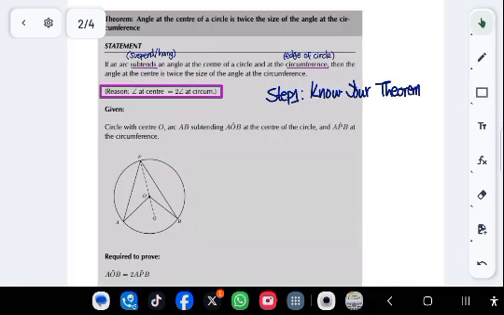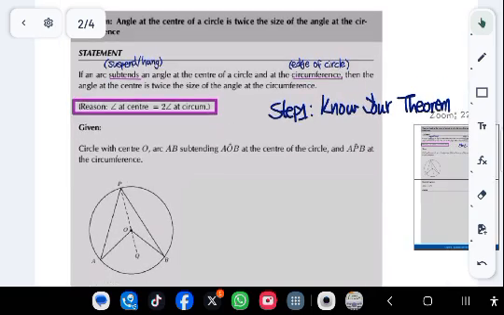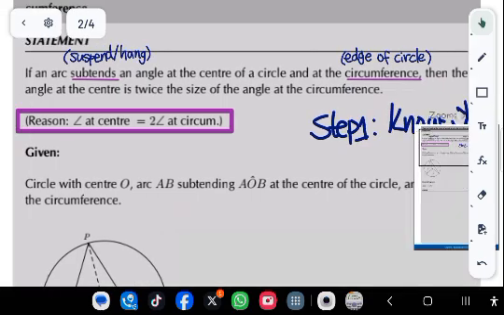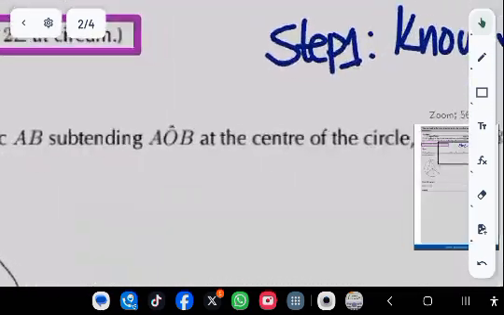So we're done on step number 1. You know what the words mean, or at least have a visual and understanding of what they're about, and you know where the circumference of the circle is. All right, step number 2.